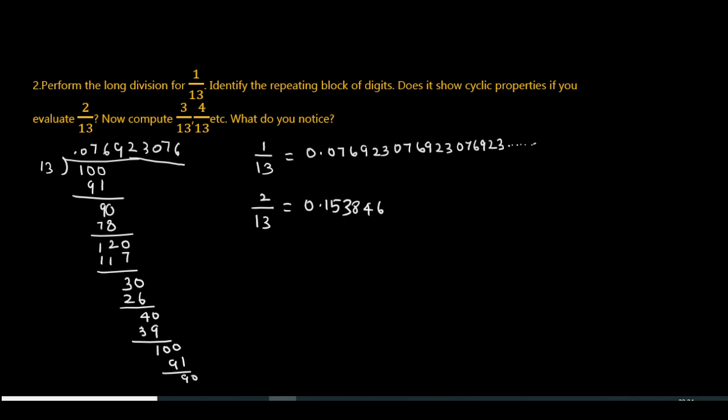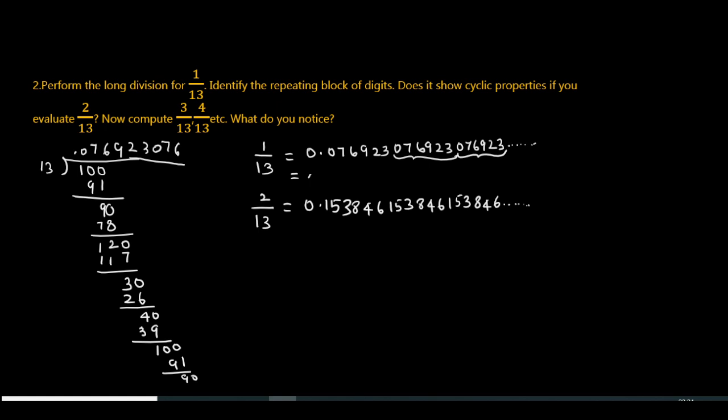153846, like this, the number repeated over there. So how to write this? Look at here. See, from 0 the number repeated. Here also the number repeated.